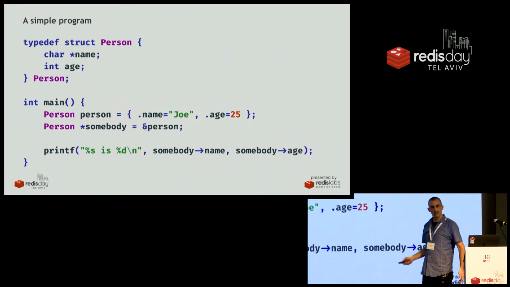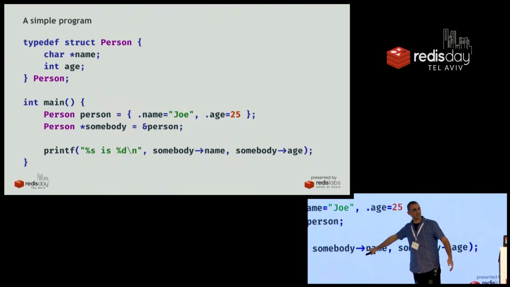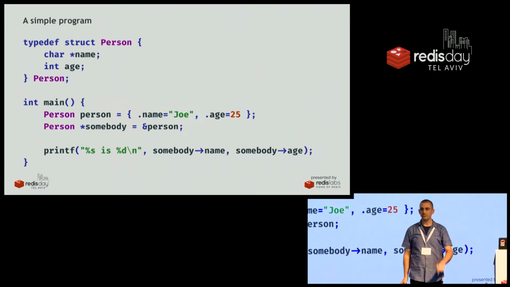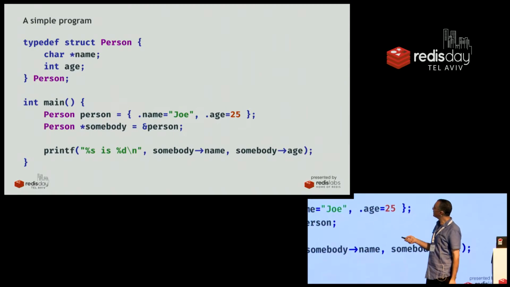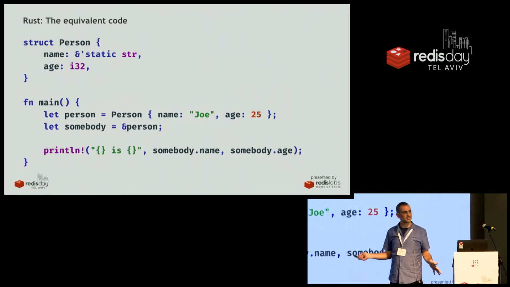And then we print it. And we do something very interesting here. We do a dereference. We have this arrow operator in C, which means follow the pointer and then give us the field from that struct. If we look at the actual Rust code, the equivalent to the previous C code, it looks pretty similar.